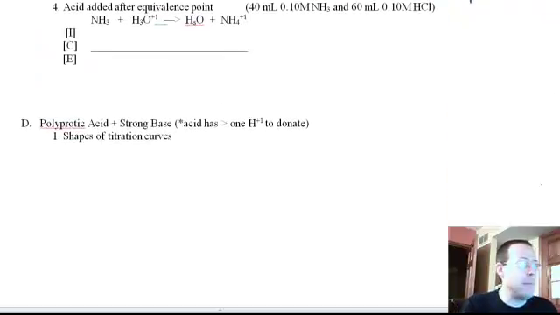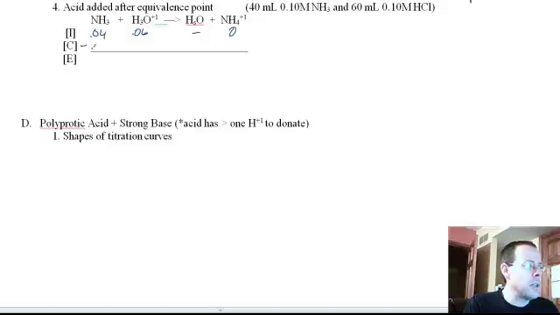Alright? And then our last one is going to be acid after equivalence point, and it's going to be just as easy as base after equivalence point. We have 40 and 60, so we're just going to divide stuff by 10. So we have 0.04 molar ammonia, and we have 0.06 molar acid. Water doesn't matter. Ammonia, we start with 0.